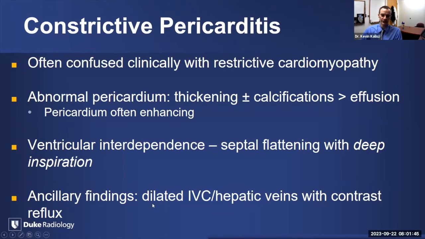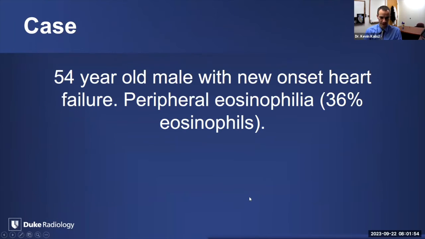And then sometimes we see some ancillary findings, just given the constrictive physiology. The IVC and hepatic veins tend to be very plump, very dilated, and you can have a contrast reflux.